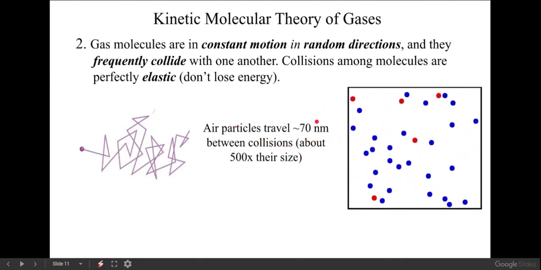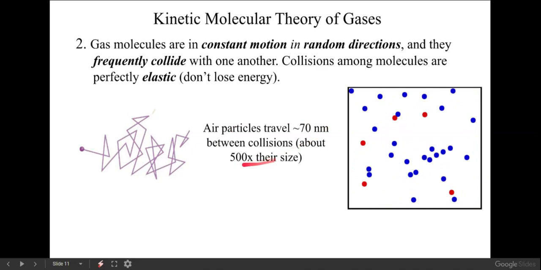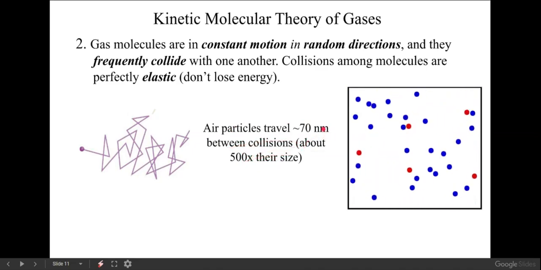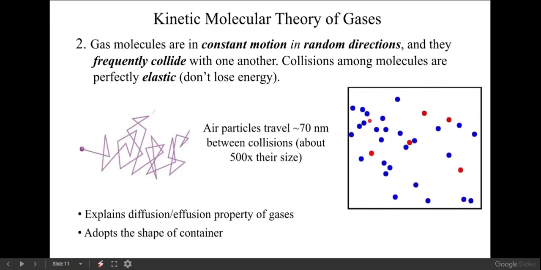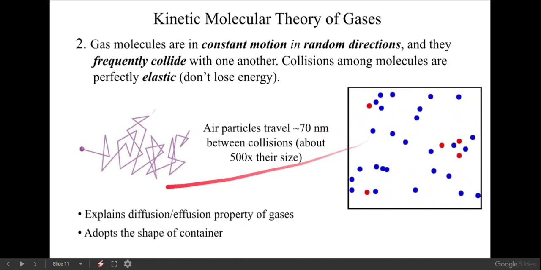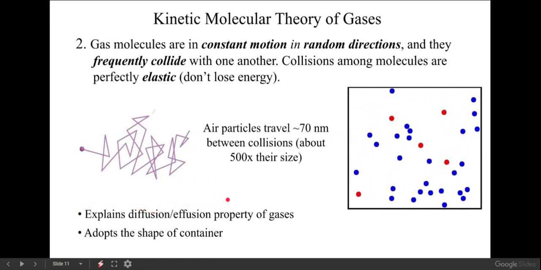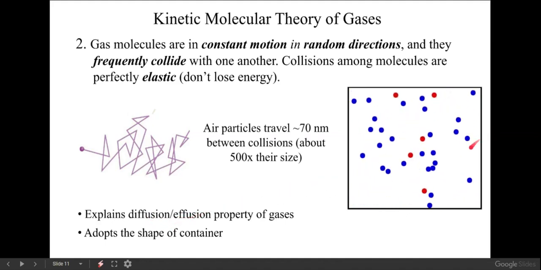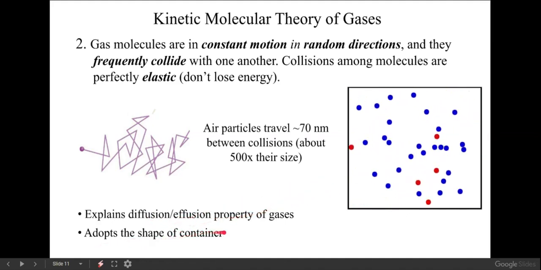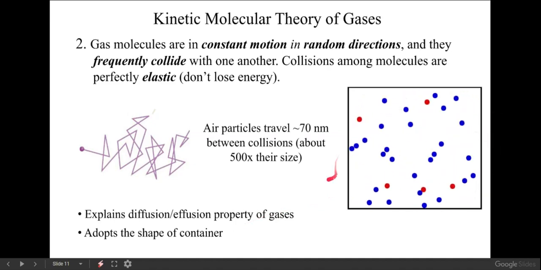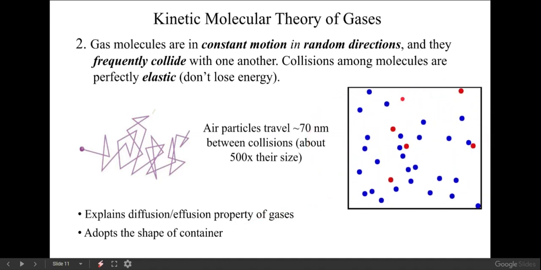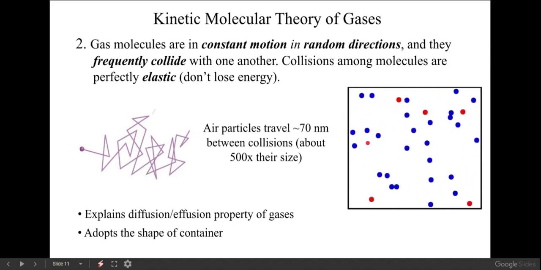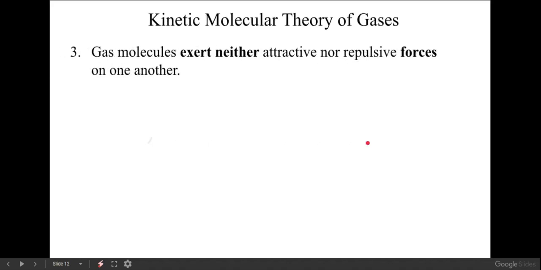It's calculated that they travel about 500 times their own size between each collision. So about every 70 nanometers, they're colliding and changing directions. So this is how we explain why gases diffuse and effuse. So since they're always moving, if you change the container, they just keep on moving. So they change to the shape of the container because they're always just going to be colliding. There's no set pattern or direction. It's just completely random.